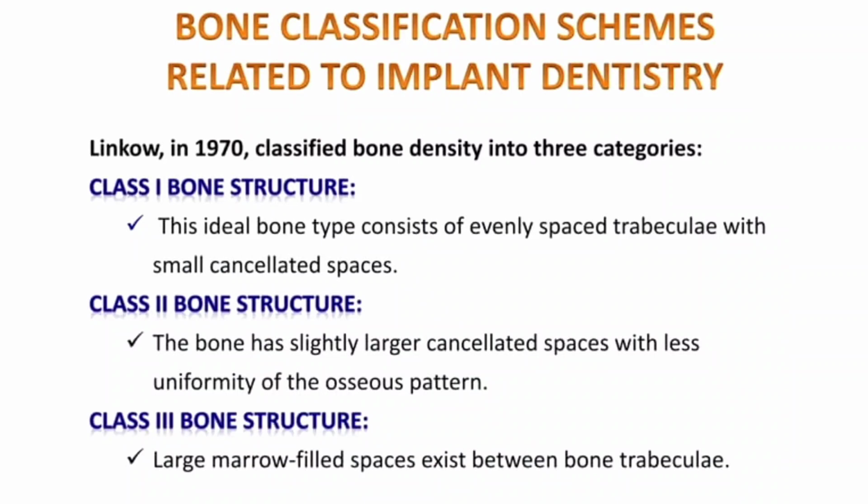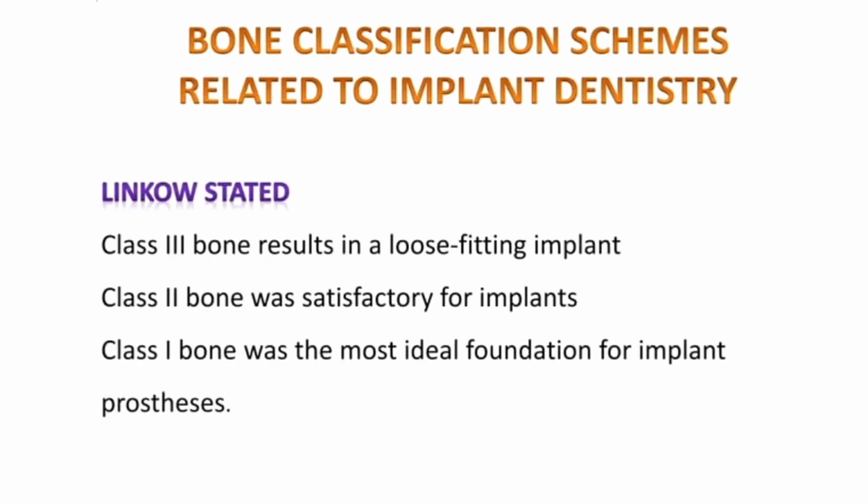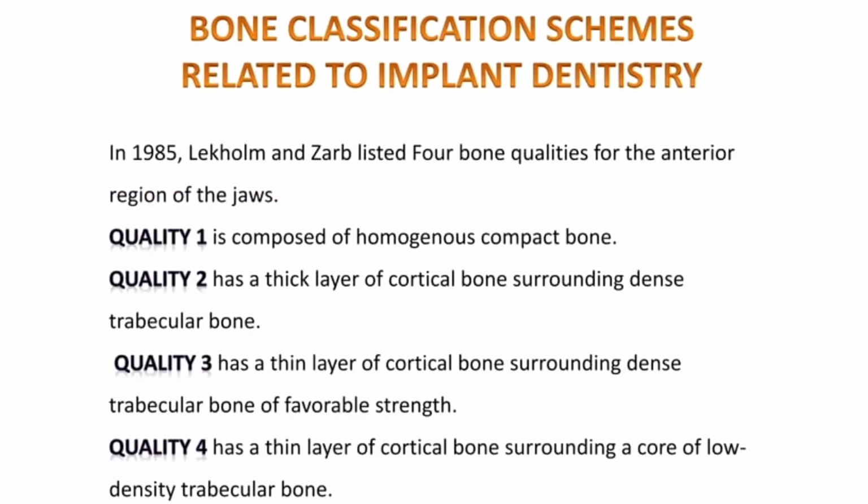Linkow, in 1970, classified bone density into 3 categories. Class 1: this ideal bone type consists of evenly spaced trabeculae with small cancellated spaces. Class 2: the bone has slightly larger cancellated spaces with less uniformity of the osseous pattern. Class 3: large marrow-filled spaces exist between bone trabeculae. Class 3 bone results in a loose-fitting implant. Class 2 bone was satisfactory for implants. Class 1 bone was the most ideal foundation for implant prostheses.